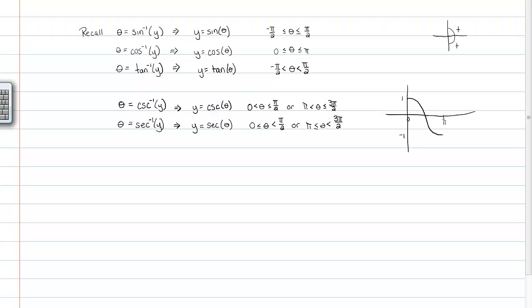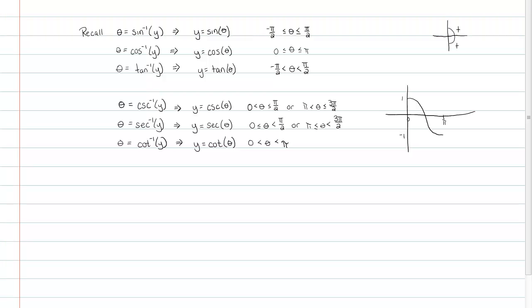Theta is equal to secant inverse of y means that y is the secant of theta, and theta is either in quadrant 1, and remember, you have some non-inclusions here, mainly because of vertical asymptotes, or if your y value is negative, your angle is between pi and 3 pi over 2, which is quadrant 3. And finally, for the cotangent inverse, this is the only one of these that actually makes sense. Theta is equal to cotangent inverse of y implies that y is the cotangent of theta, where theta is either in quadrant 1 or quadrant 2, and it's between 0 and pi.